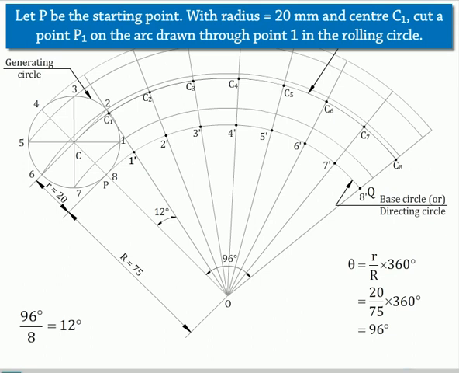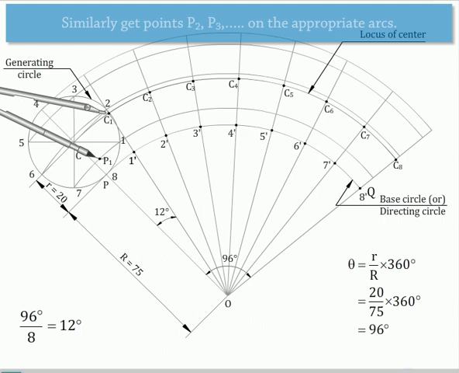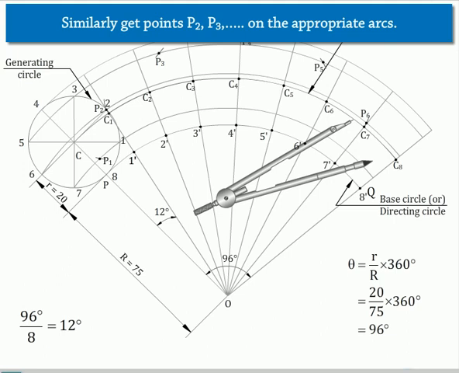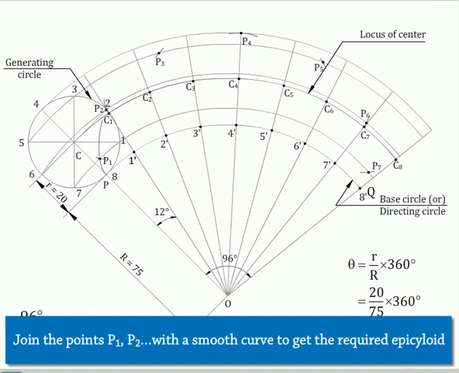Let P be the starting point. With radius 20 mm and center C1, cut a point P1 on the arc drawn through point 1 in the rolling circle. Similarly, get points P2, P3, P4, etc. on the appropriate arcs. Join the points P1, P2, P3, etc. with a smooth curve to get the required epicycloid.